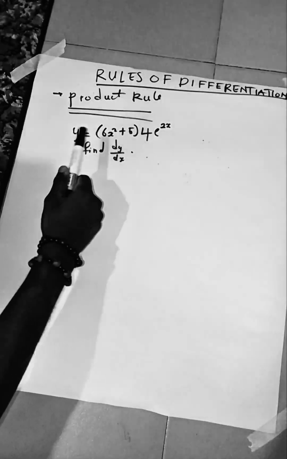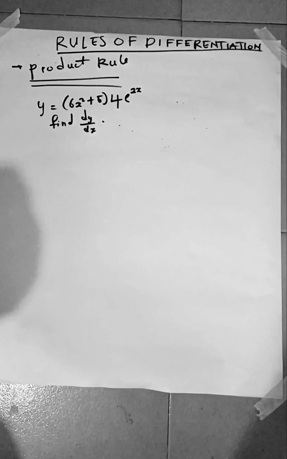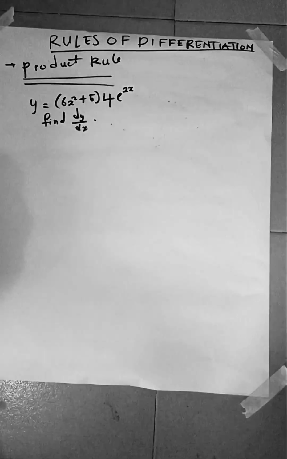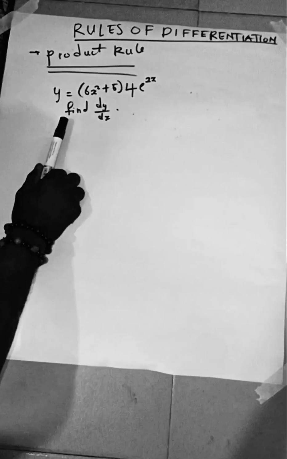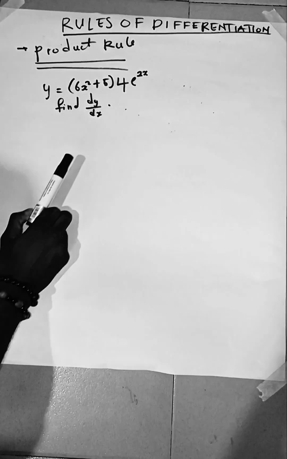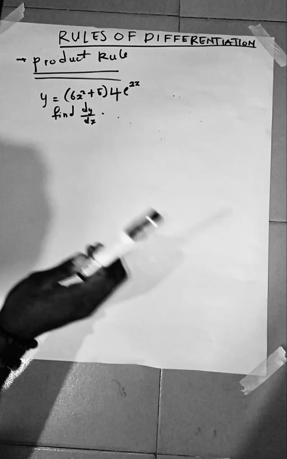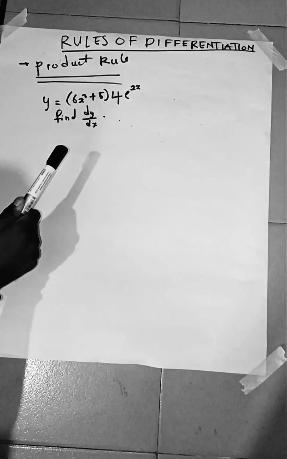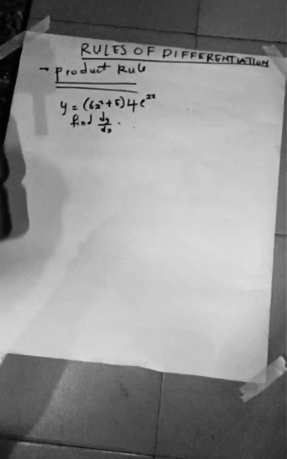Now this problem is a product rule problem. You always use the product rule whenever you have 2 distinct functions multiplying each other, like this one. 6x squared plus 5 is a function on its own, and 4e to the power 2x is a function on its own too. So whenever you have 2 different distinct functions multiplying each other, whatever should come to your head should just be the product rule. It's called the product rule from the name product. It's when 2 different things are multiplying each other.